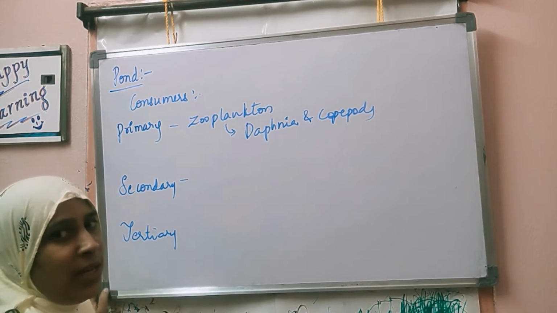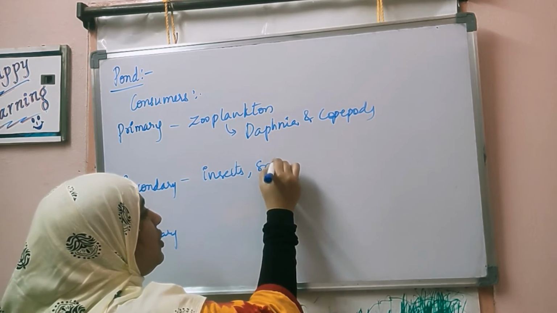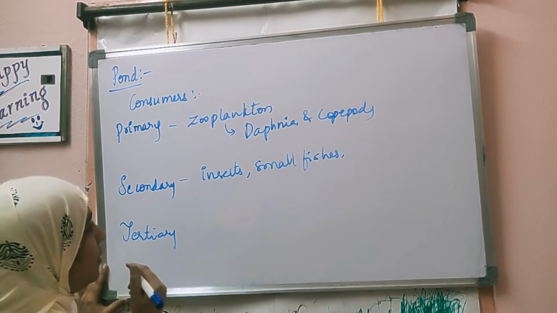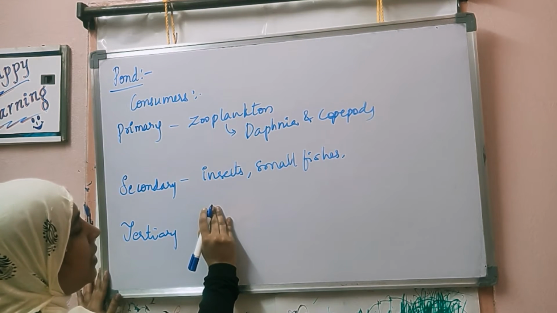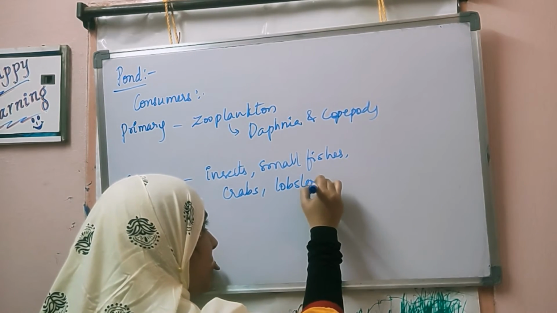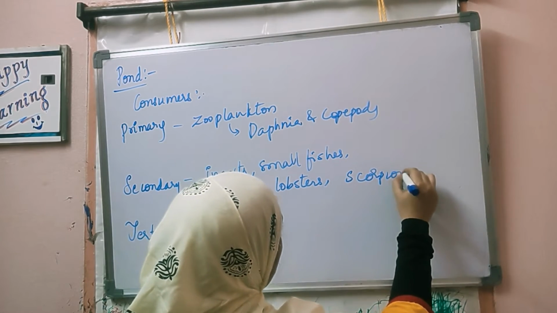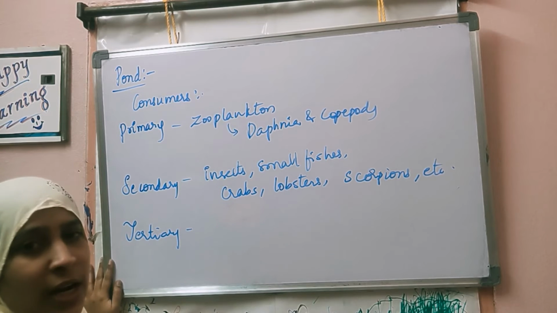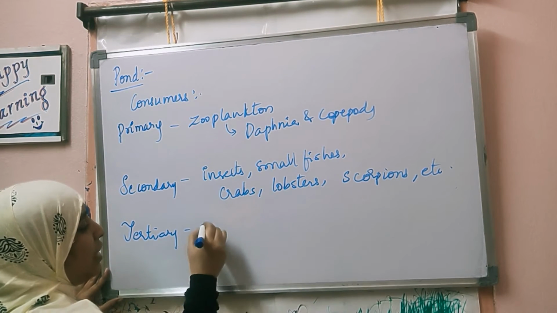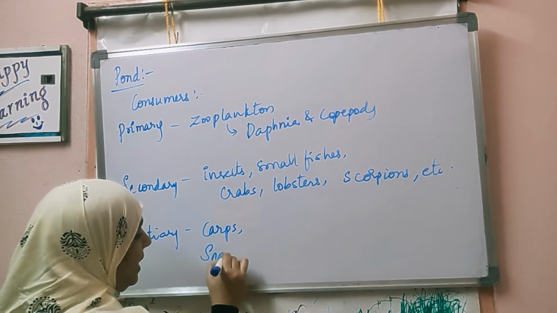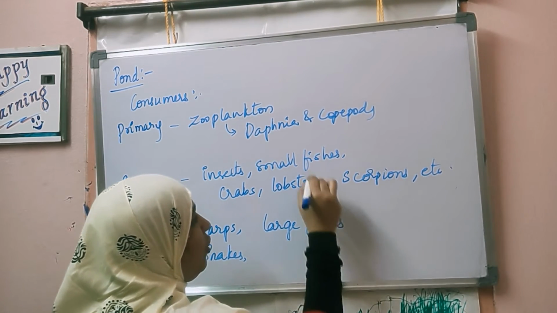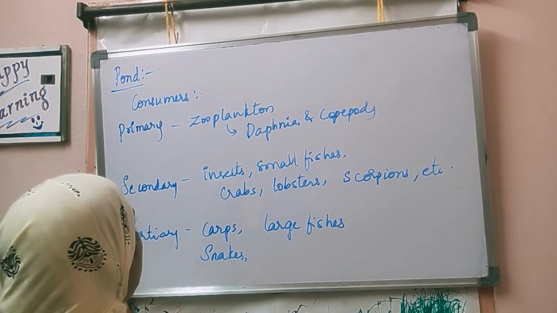Secondary consumers are those which feed on primary consumers, like small insects, small fishes, and smaller organisms. They include small crabs, lobsters, scorpions, etc. Tertiary consumers, the consumers which feed on secondary consumers, include fishes like carps and reptiles like snakes. They feed on these small insects, small fishes. You can include some large fishes which feed on these small fishes in this tertiary consumers list.